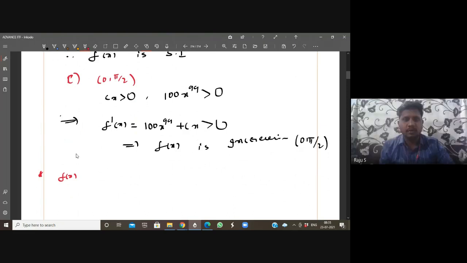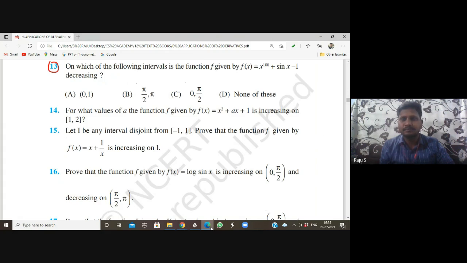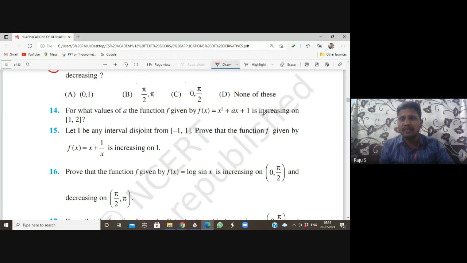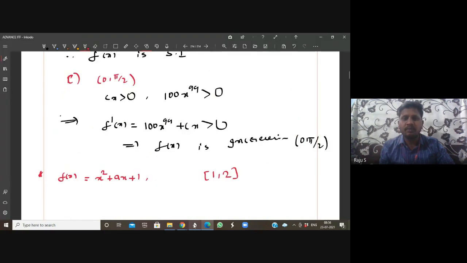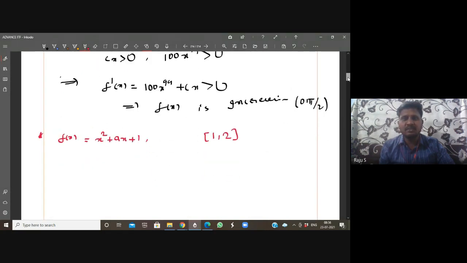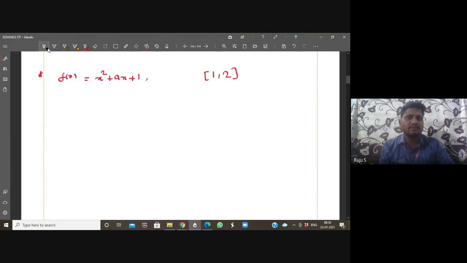So x square plus ax plus 1. The given interval is 1, 2, a closed interval, right? See, clearly they have given that it is increasing. To find the value of a, definitely they will give one of the conditions, either increasing or decreasing. So for what value of a is the given function increasing in the given interval? Same procedure: find f dash of x. So 2x plus a. Fine.